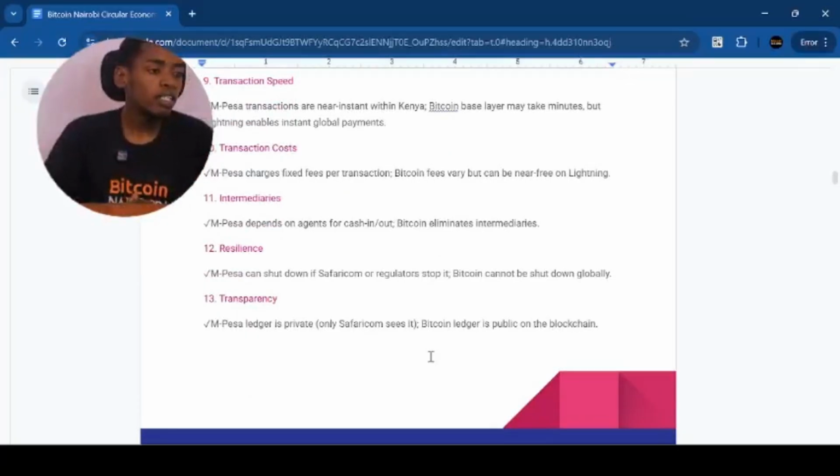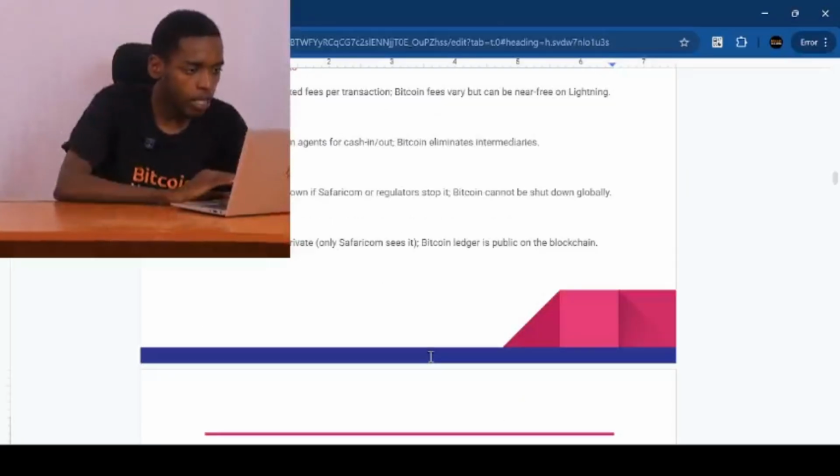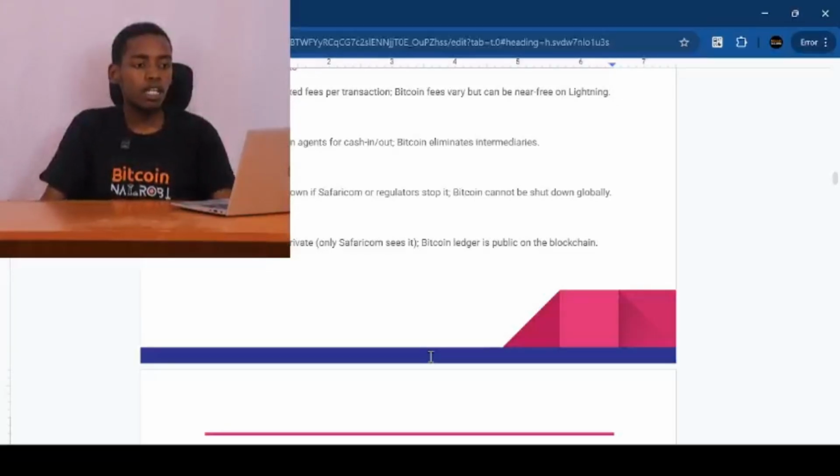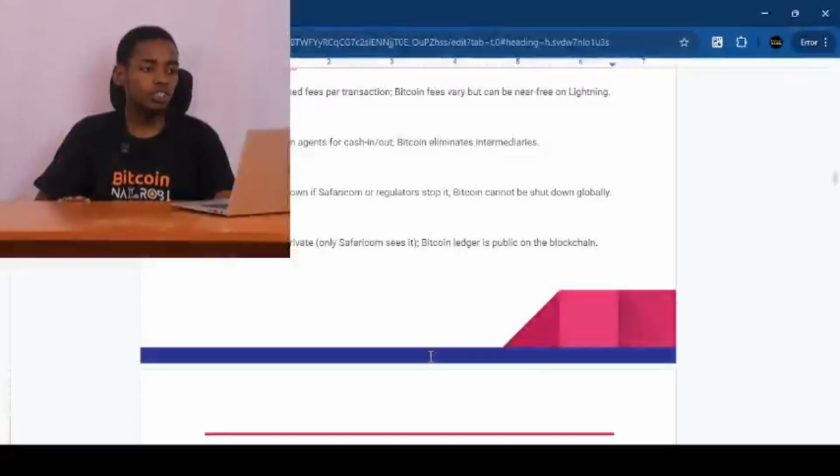So number 10, the transaction cost. M-PESA charges fixed fees per transaction, but Bitcoin fees vary but can be near free on Lightning. Intermediaries, that's number 11. M-PESA depends on agents for cash in and cash out, and Bitcoin eliminates these intermediaries. So for Bitcoin, you just have peer-to-peer transactions.